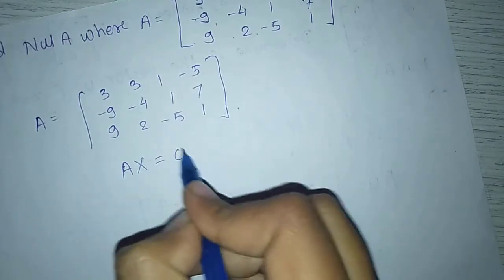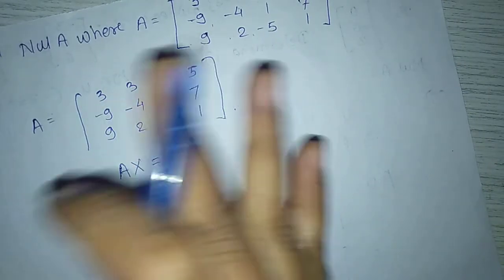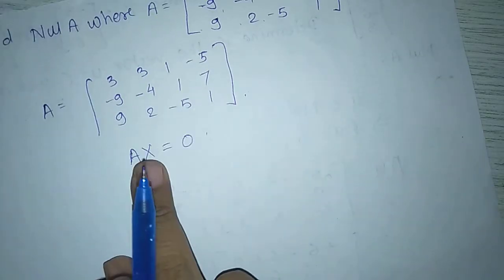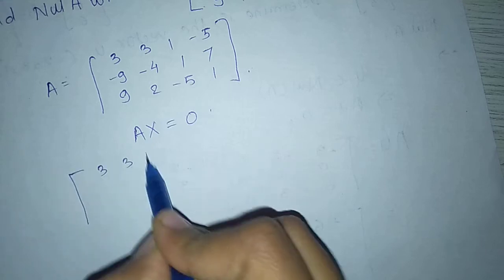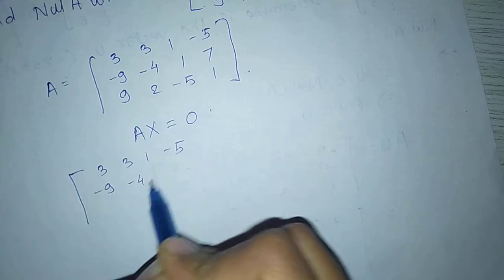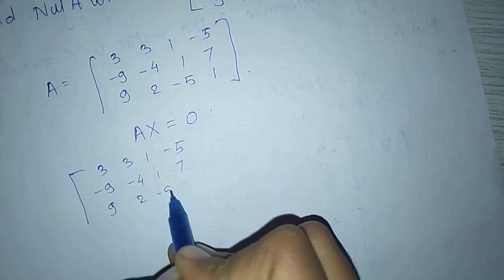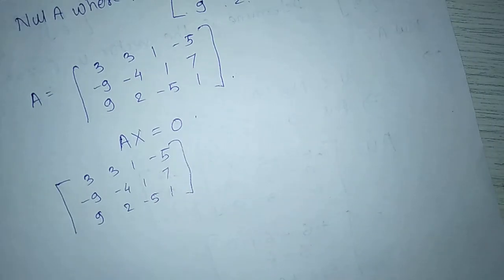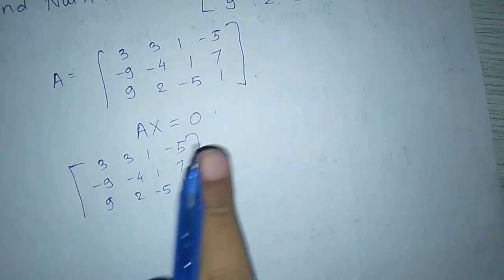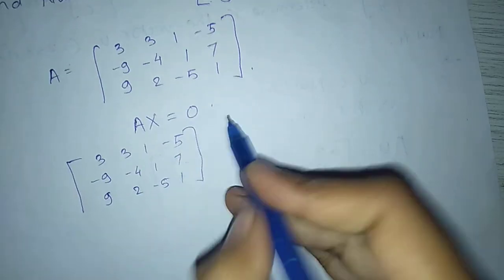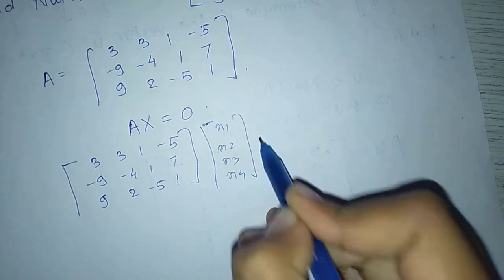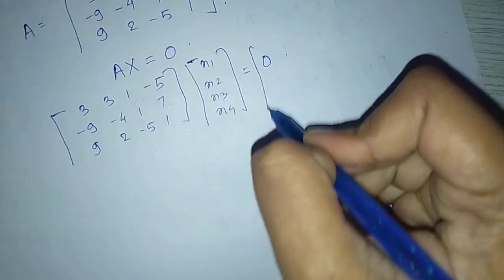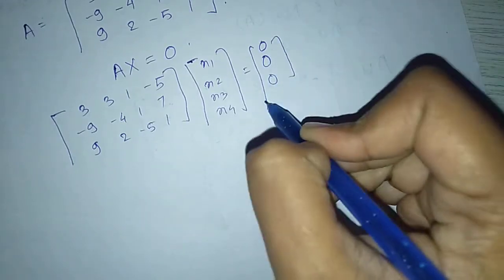First consider A x equal to 0. To find null space of A, that is to find value of x. Now A is the given matrix. x is the column matrix of unknowns. Here number of columns are 4, so number of unknowns are 4, means x1, x2, x3, x4 equal to 0, 0, 0, 0.